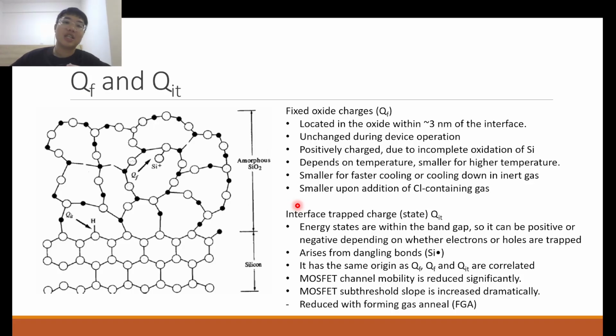So for fixed oxide charges, it's located very close to the interface. Normally it's within 3 nanometers of the interface. And fortunately, it is unchanged during device operation. Why? Because that means that it always behaves in the same way, so it doesn't really impact device reliability. We just have to account for it once, and then after that it's done. It is always a fixed factor to be considered, so it doesn't really degrade the device reliability that much.